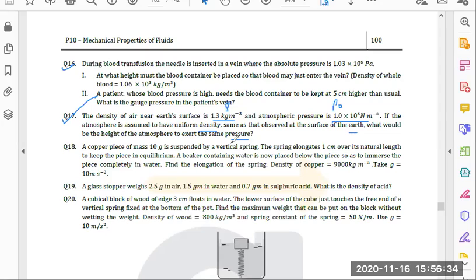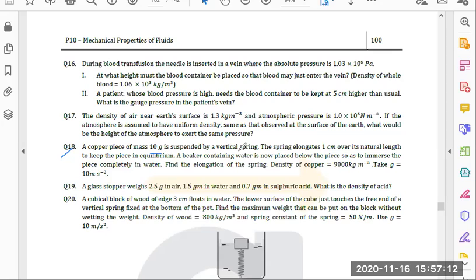Now think about it. If the atmosphere is assumed to have uniform density, same as observed at the surface of the earth, what would be the height of the atmosphere to exert the same pressure? So it is just P naught is equal to rho g h, na? Tell me, yes or no? Right? As simple as that. Yes. Okay, very good.